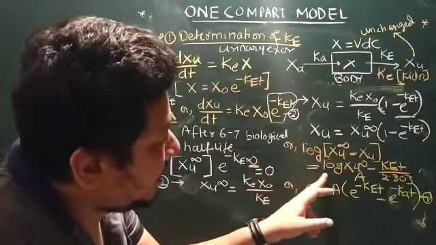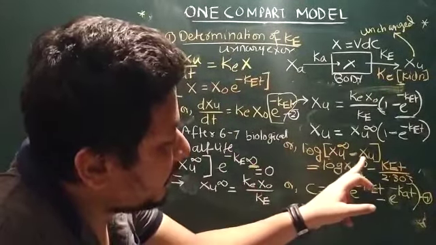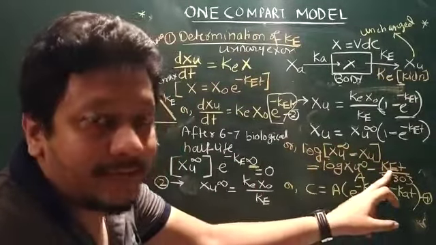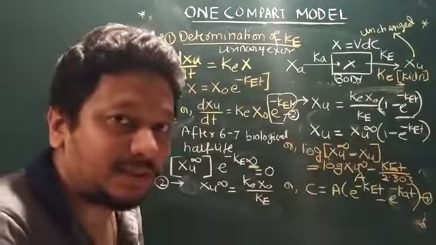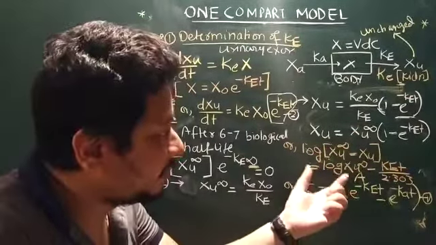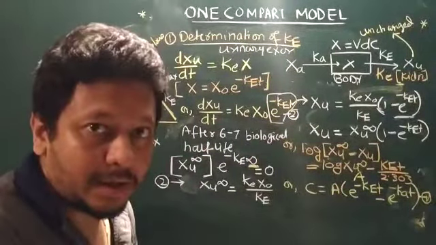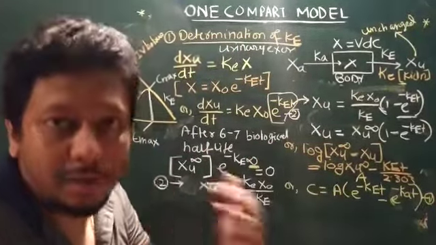So through this data, I know XU infinity, I know XU, so I can find out the Ke value after the time t. That's why I use this equation to estimate the Ke of a drug which is given orally.